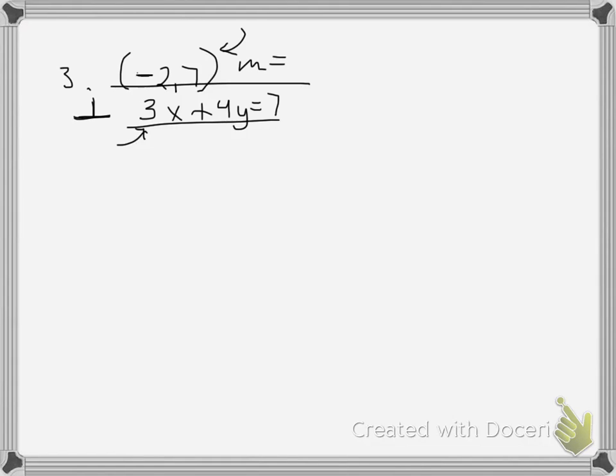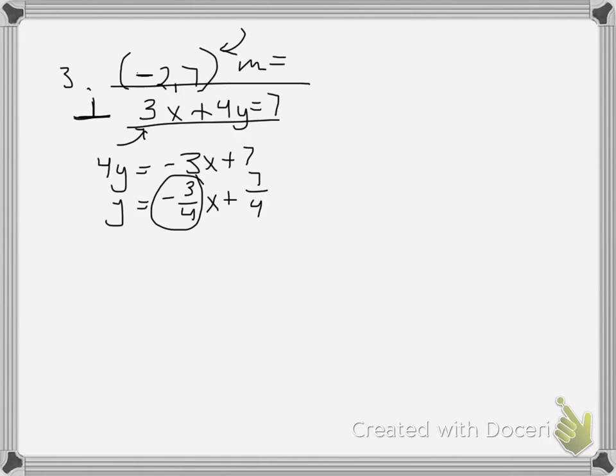So how would I do that? Well, to find the slope, the easiest way would be to put it in the slope-intercept form, and so I'm going to solve for y. Dividing. And my slope for this line is -3/4. So the slope for the line I want to find the equation for is going to be positive 4/3.